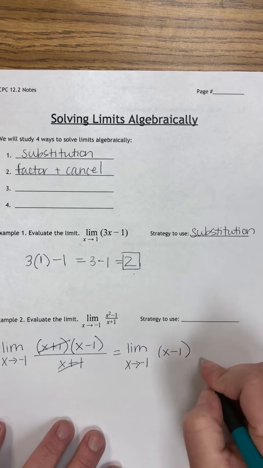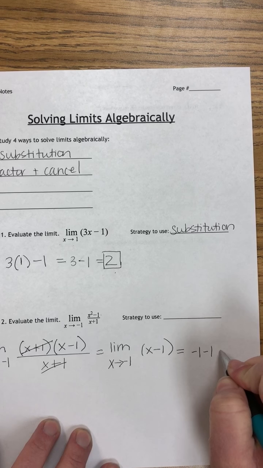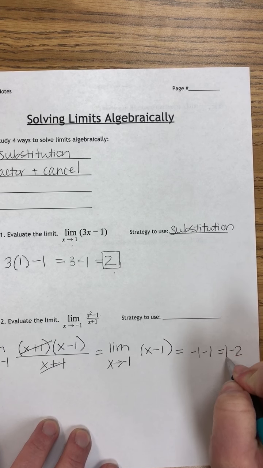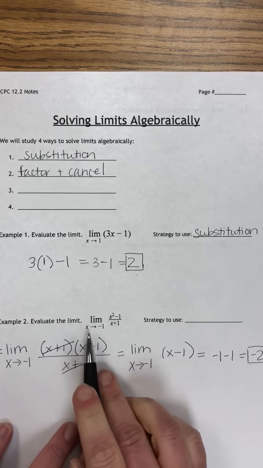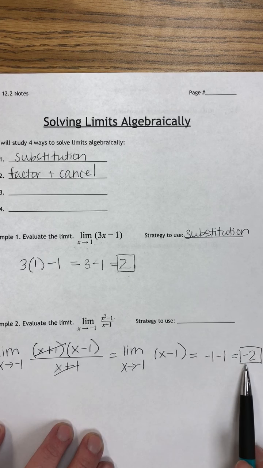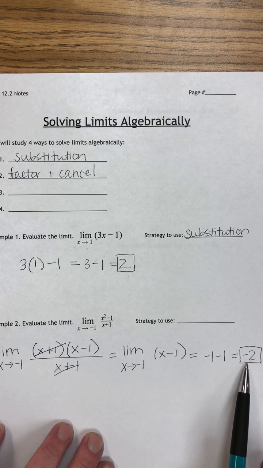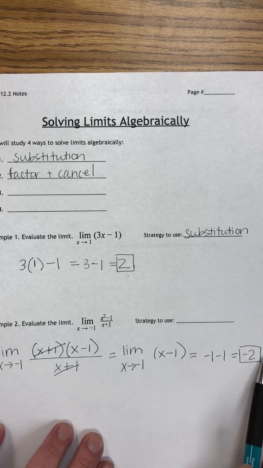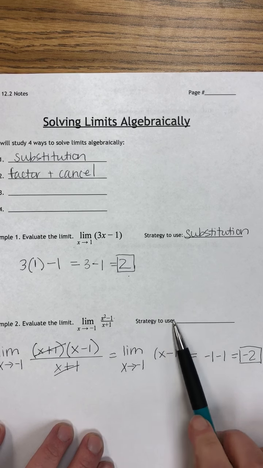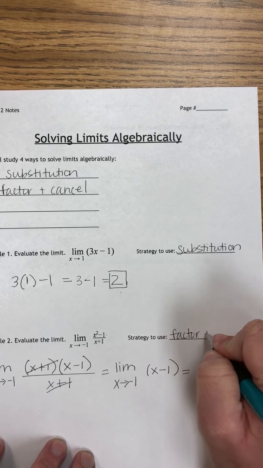So if I plug that in here, I'd have -1 minus 1. Well, that just gives me -2. So the limit as x approaches -1 of this function is -2. Again, feel free to go ahead and graph this function and make sure that when you're looking at -1 for x, your height of your graph is at -2. So the strategy we used there again was factor and cancel.